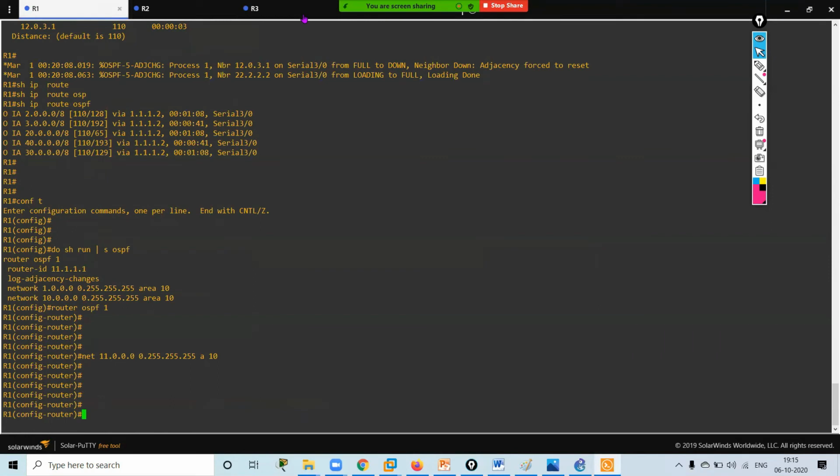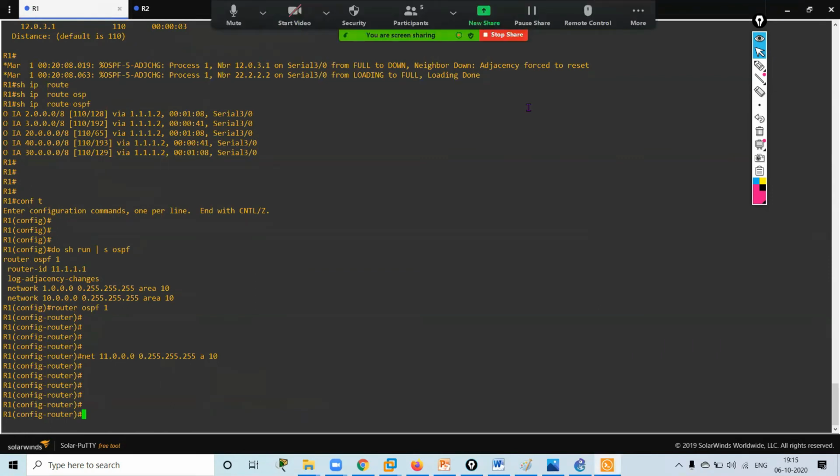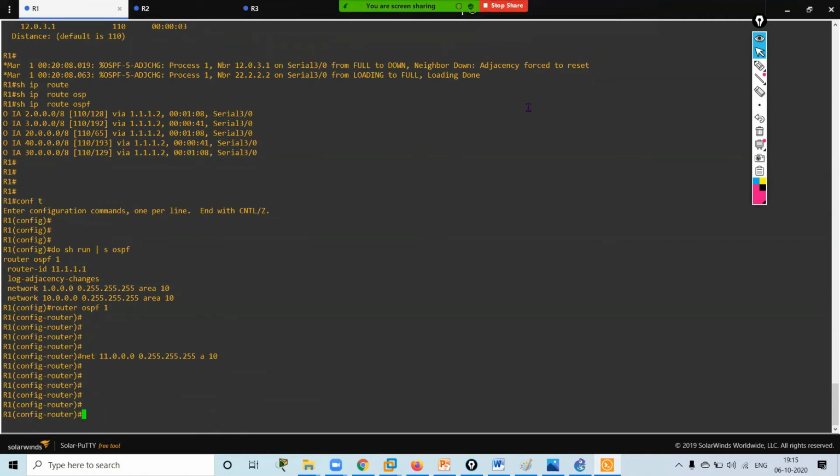Yes, okay. I had one question though, and I can't just recall the answer. So we don't use auto summarization because it'll summarize the whole class. It does not support auto summarization. Oh, that's EIGRP. Yes, I'm sorry, my bad. OSPF does not support auto summarization. It only supports manual summarization.